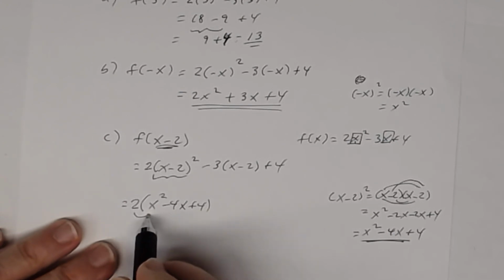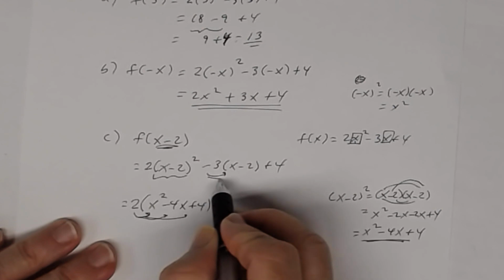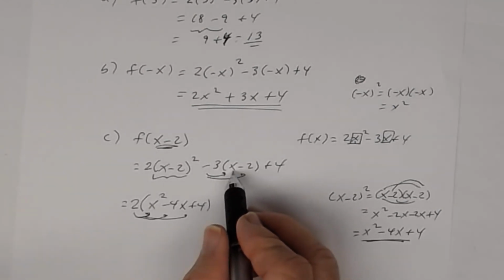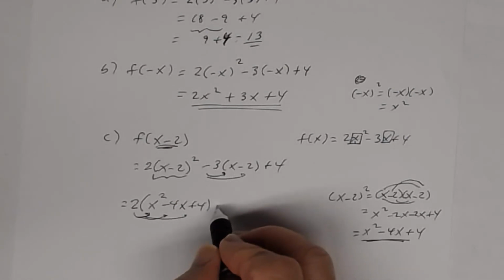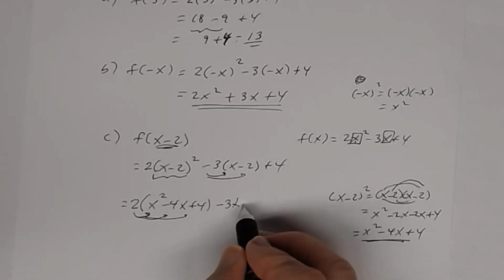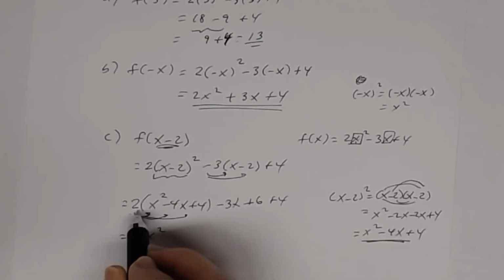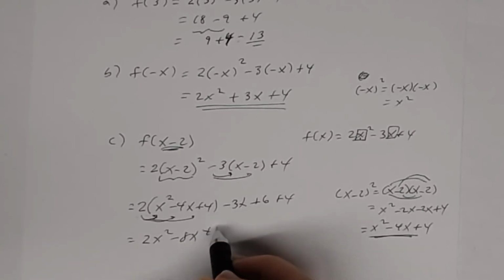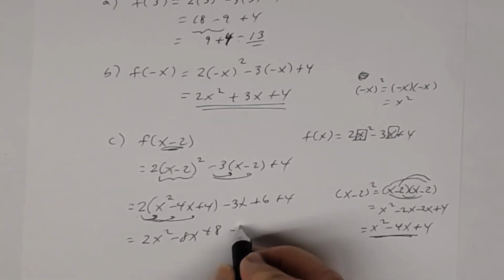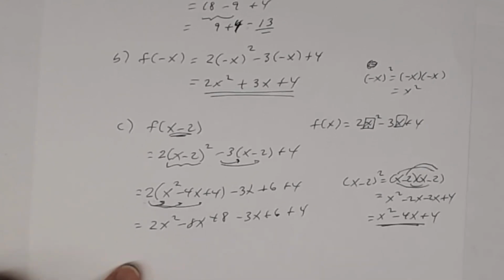So in the next step, we're going to use the distributive property. I'm going to multiply both of these by negative 3. And so I get negative 3x, and negative 3 times negative 2 is a positive 6, and then plus 4. Using distributive property here, I get 2 times x squared is 2x squared. 2 times a negative 4x is a negative 8x, and then 2 times 4 is 8. And then I'm going to rewrite all this over, and then we're going to combine like terms.